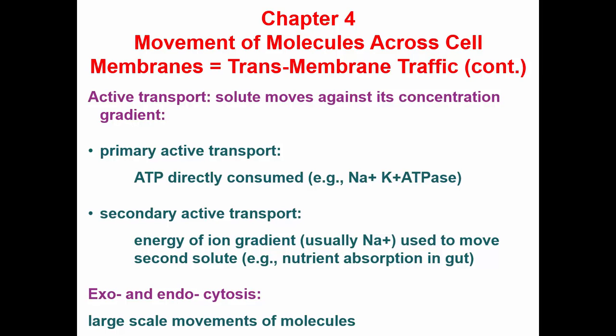Yeah, Leonard. Endocytosis always polar molecules? Not always. So Leonard's question is, are they always polar molecules? Because they don't have to be. But they're very large.